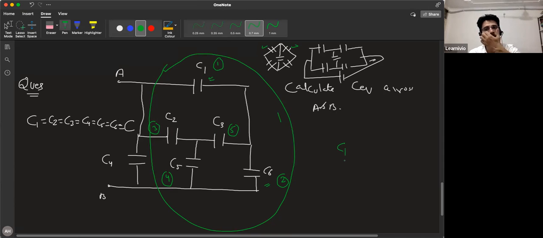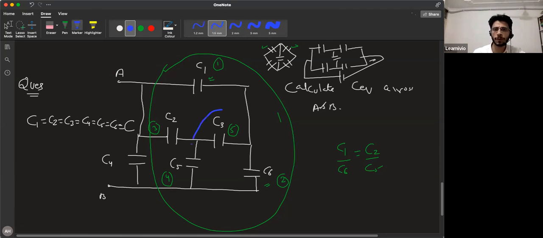So C1 by C6 is equal to C2 by C5. If they are equal, then you can remove this particular capacitor. You can remove this one. So when you remove this capacitor from here, now it's solvable. Just tell me which two capacitors are in series.